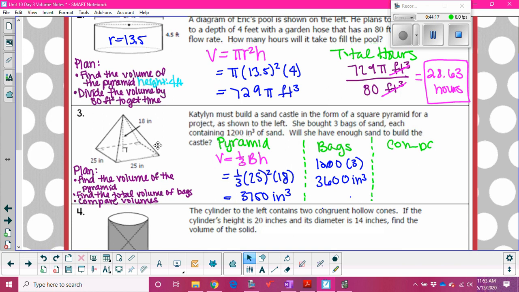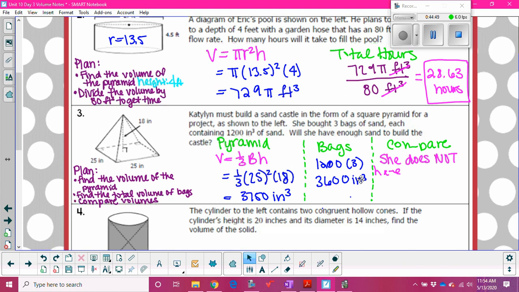Okay, so does she have enough sand? We're going to compare. The pyramid requires 3,750 cubic inches. We only have 3,600 cubic inches, so there is not enough sand. So the answer here would go something like this: she does not have enough sand.